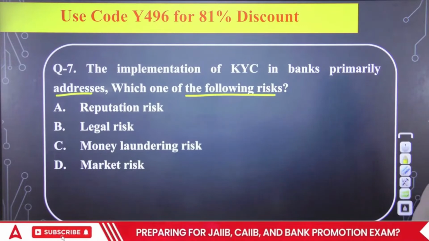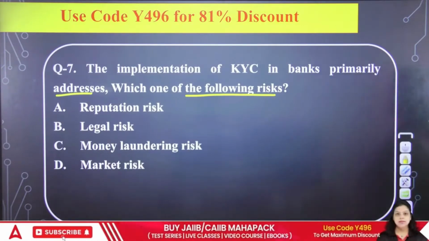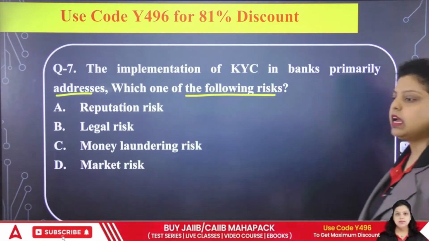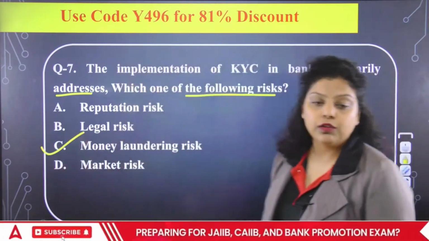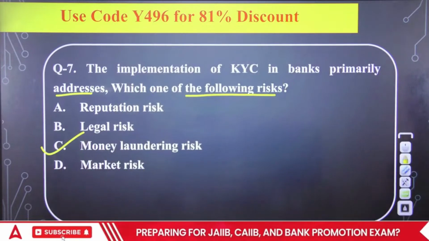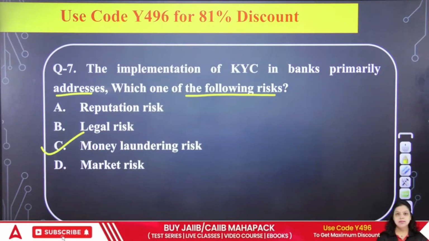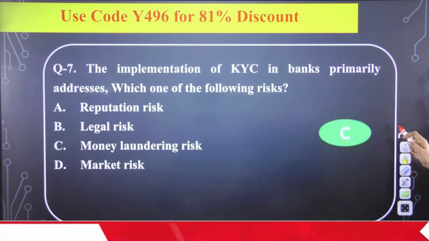That's a very simple question. You are talking about KYC. Now, KYC was introduced by RBI to control money laundering. So simply the right answer will be your C option, money laundering risk. Okay, next. So C is the correct option.